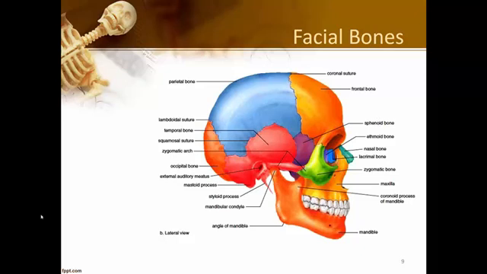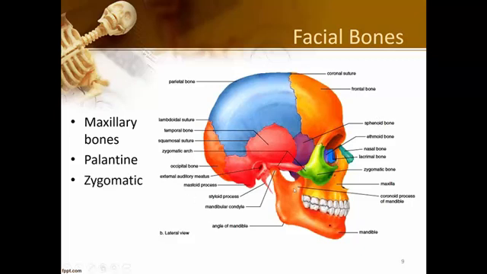Here's a picture of some of the facial bones. Maxillary is the upper jawbone. The palatine bone, which you can't see on this picture, is the roof of your mouth, the hard palate. The zygomatic is the green bone here that forms your cheek. And the lacrimal bone is inside of your eye. It's where your tears come out of.